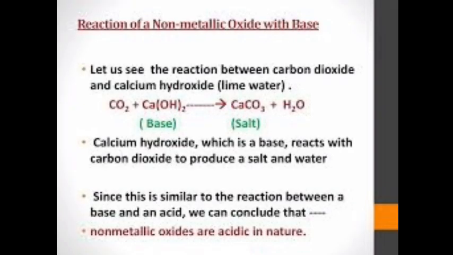Reaction of a non-metallic oxide with a base. Let us see the reaction between carbon dioxide and calcium hydroxide, lime water. Carbon dioxide plus calcium hydroxide gives calcium carbonate plus water. Calcium hydroxide, which is a base, reacts with carbon dioxide to produce a salt and water. Since this is similar to the reaction between a base and an acid, we can conclude that non-metallic oxides are acidic in nature.